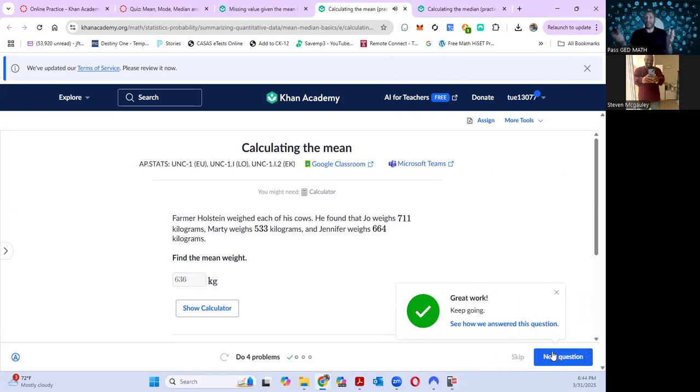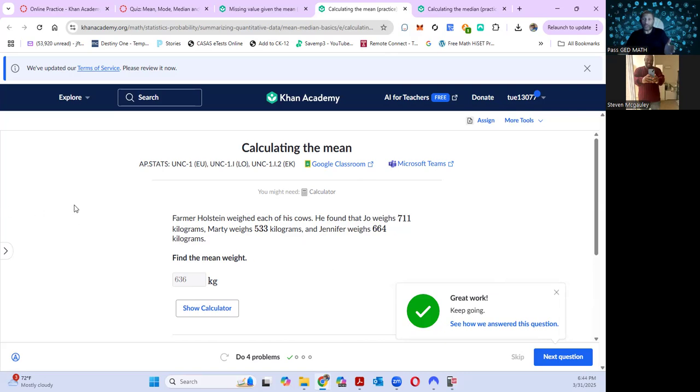So you understand mean. Understand what you're doing though. Adding them up, dividing by how many they are. So when you have the mean, you're doing the opposite. You're multiplying and then subtracting. Remember, we multiply by 3 because there's 3 of them.